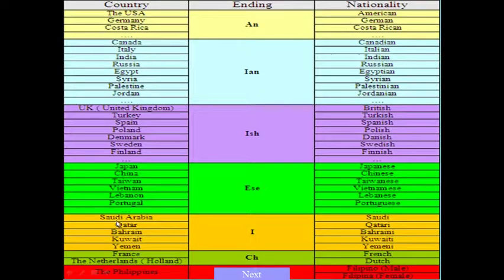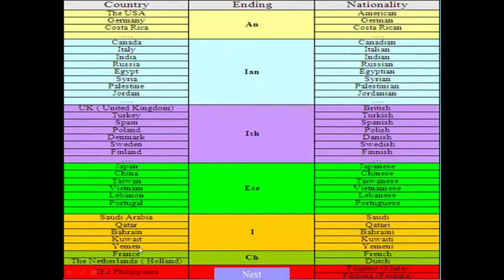So, now moving on, we have Saudi Arabia, Qatar, Bahrain, Kuwait, and Yemen. So, here we go. We just add I. So someone from Saudi Arabia will be Saudi. Someone from Qatar will be Qatari. Bahrain, Bahraini. Kuwaiti, and Yemeni.